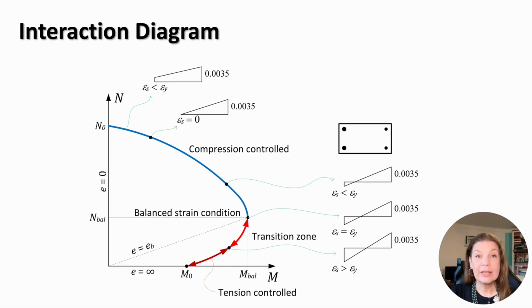At section failure in the compression control zone, the strain in the tension steel decreases under the yielding strength. The depth of concrete in compression continues to increase until it reaches the effective depth of the section. At this state, the strain in the tension steel is reduced to zero, and above this point, both top and bottom reinforcement are in compression.